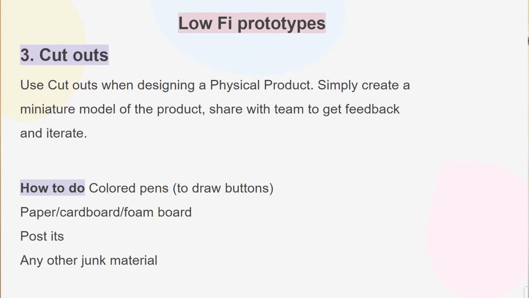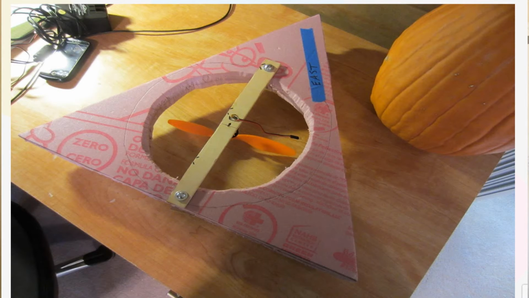Next are cutouts. Cutouts are used when you are designing a physical product. Simply create a miniature model of the product, share it with the team to get feedback and iterate. You just need some colored pens, maybe to draw buttons, paper, cardboard, foam board, post-its or any other junk material. This is an example of a low fidelity cutout which is simply created with foam board, some wooden sticks and plastic.